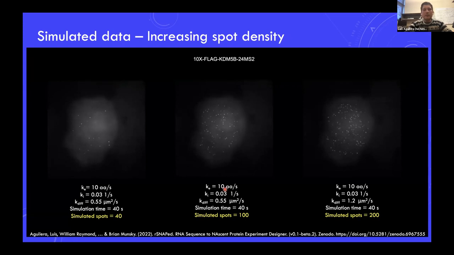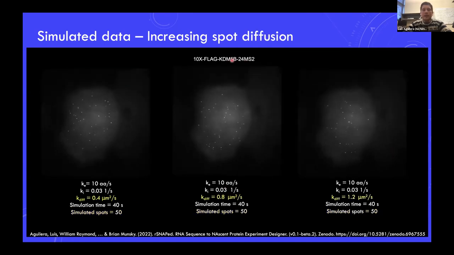For example, here I am just simulating an experiment where I am increasing the number of spots, or the density of the spots. So this one has 40, 100, and 200. This is for the KDM5B gene. This one, basically what I am doing is increasing the spot diffusion coefficient. So you can see here that the spots are moving faster.